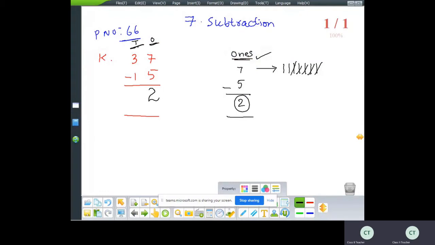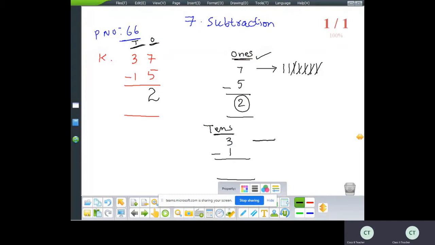Now, subtracting on the 10s place. The digits in the 10th place are 3 and 1. It means 3 minus 1, which means 1 is subtracting from 3. Here 1 is a smaller number than 3. Subtraction means we take a small number from a bigger number.